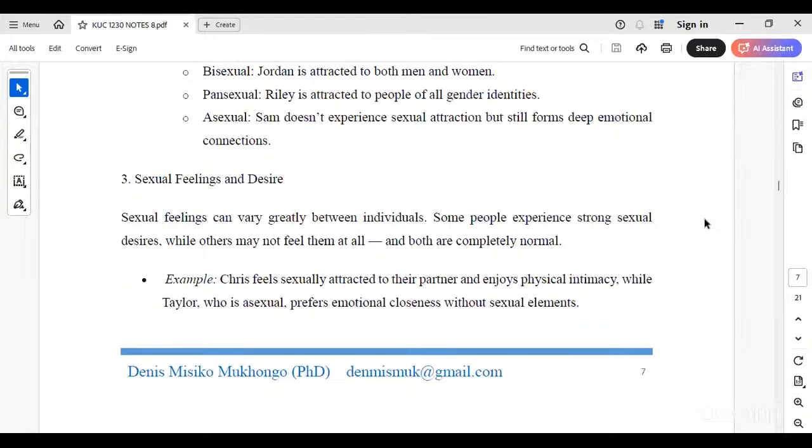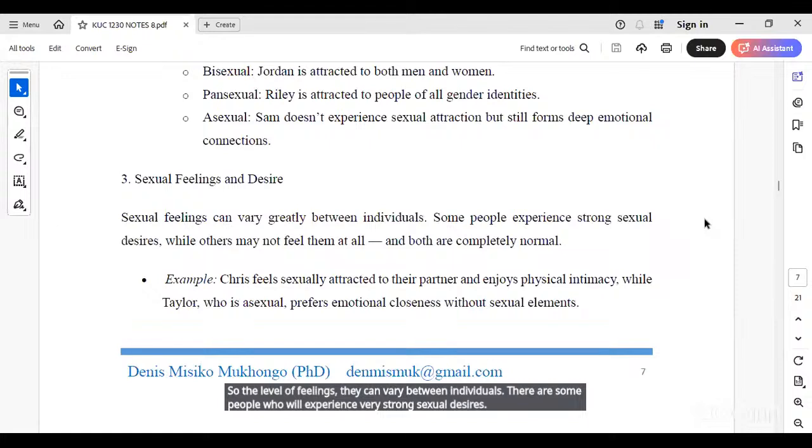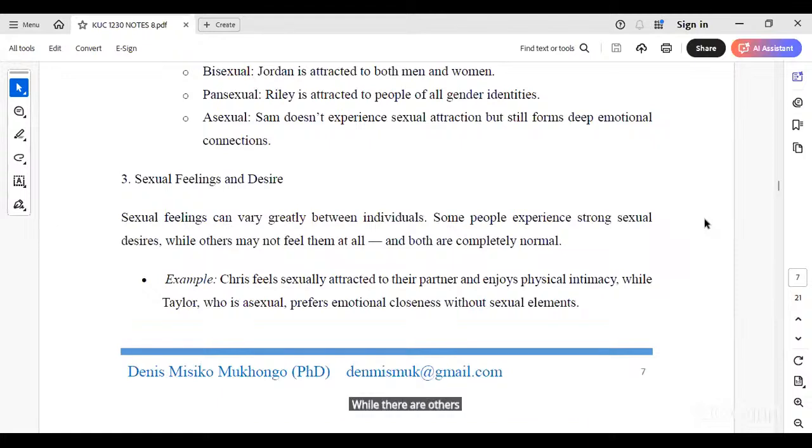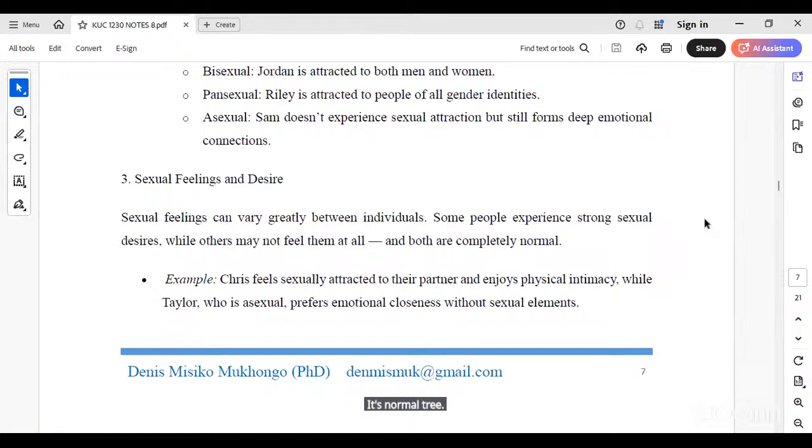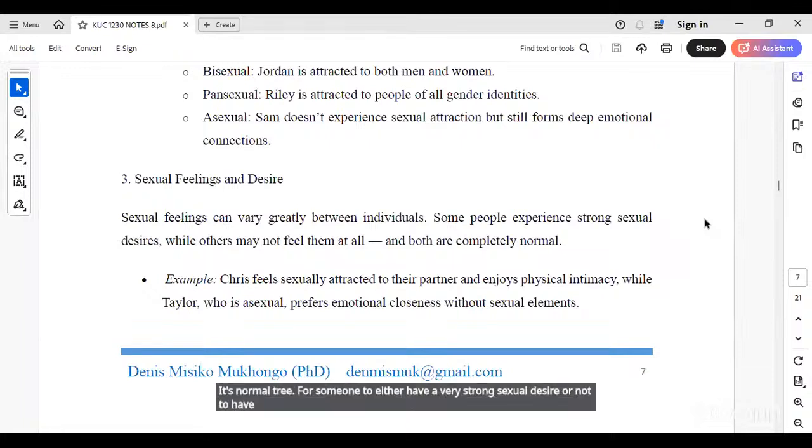Then the other aspect of sexuality is sexual feelings and desire. The level of feelings can vary between individuals. There are some people who will experience very strong sexual desires, while there are others who might not experience them at all. But what is important is that it's completely normal to be what they are. Okay. It's normal for someone to either have a very strong sexual desire or not to have the desire at all.